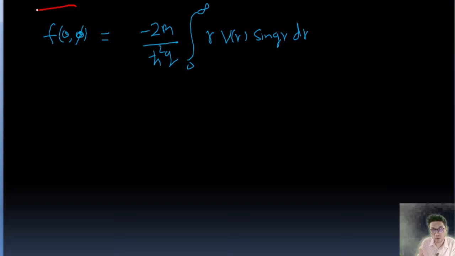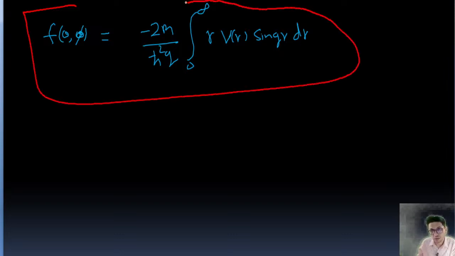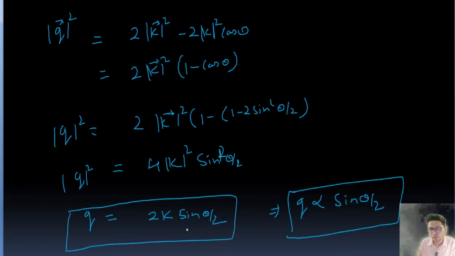Many questions will be solved from this formula. Many questions are asked, and we have to use this formula to solve those questions in the NET exam, GATE exam, and other exams. Very important, you need to note down. So the scattering amplitude f of theta phi is minus 2m upon h cut square q, integration 0 to infinity r V(r) sine qr dr. And q is 2k sine theta by 2, so q is proportional to theta by 2.